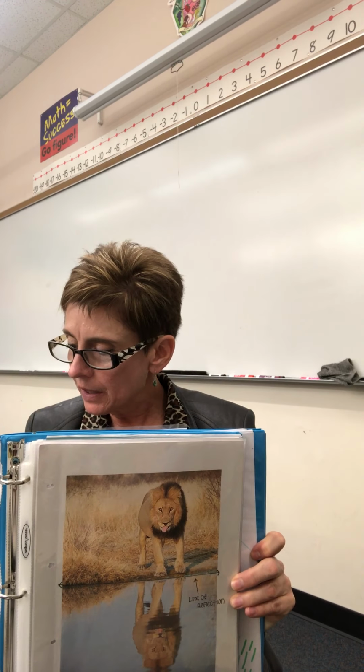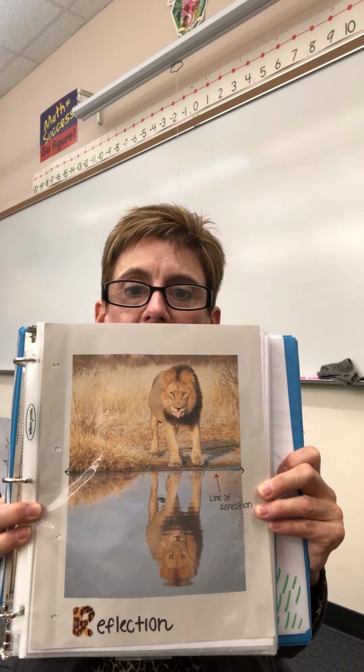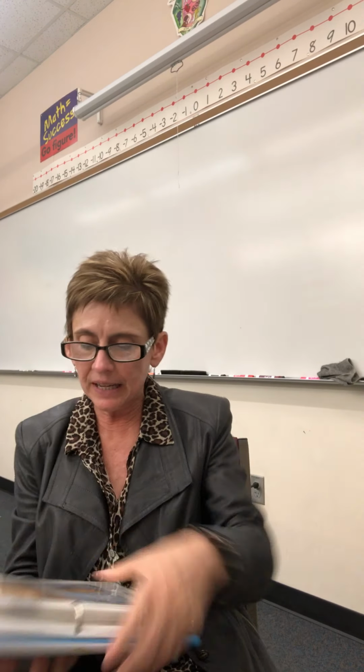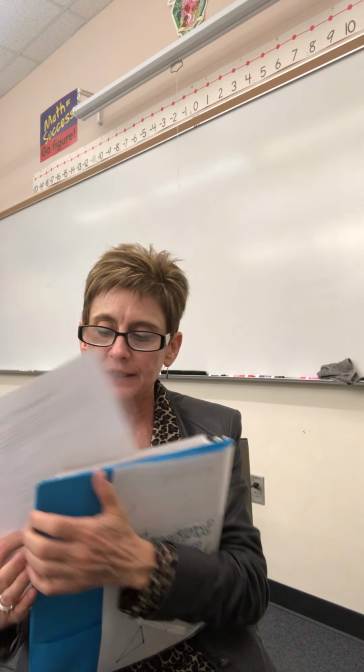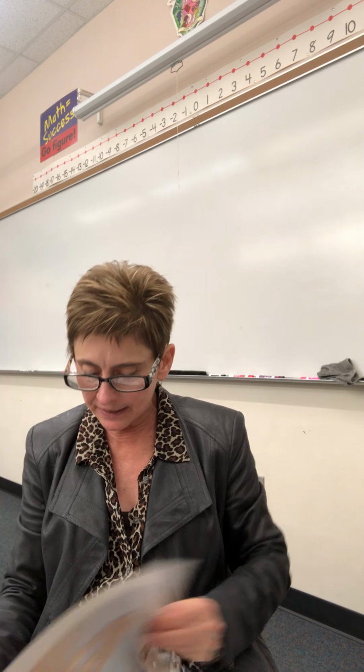And then if the lettering is not neat, subtract 2 points. So you can see that the lettering here is pretty neat. So that would be an example of a full credit page for an example of a reflection. Again, you're just finding an example in a magazine.